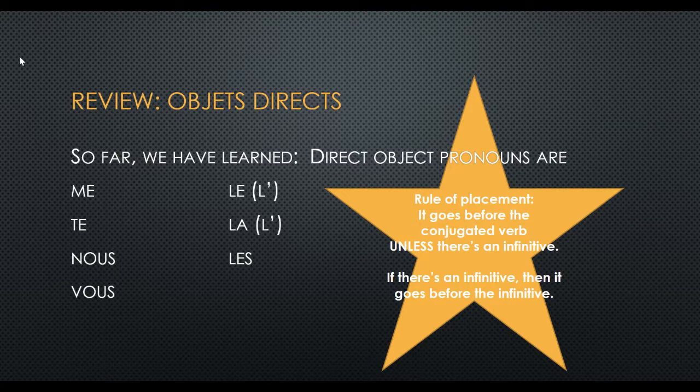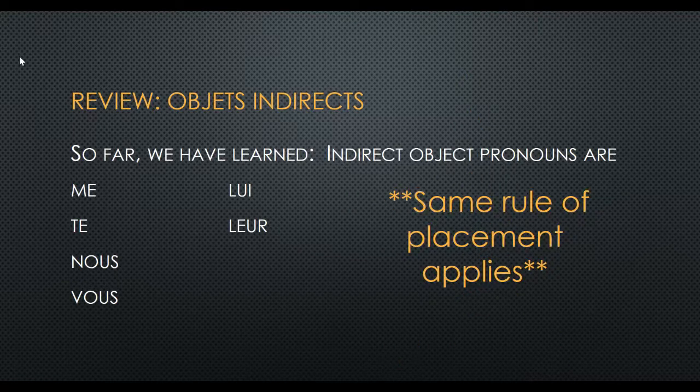Now remember, this has the same rule of placement. Nothing has changed. So it goes before the conjugated verb unless there's an infinitive. If there is an infinitive, then it goes before the infinitive. Now, we've got the indirect objects.